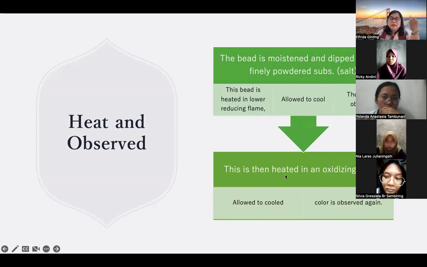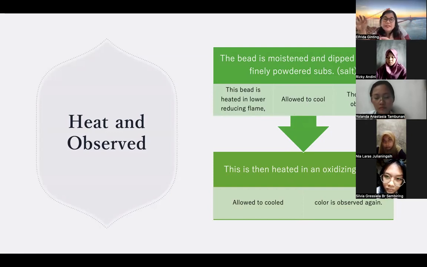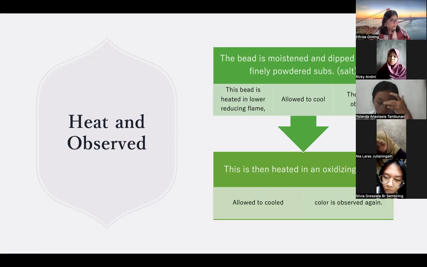And then you dip the glass-like bead into the salt that you want to analyze, and then you heat it in the oxidizing flame, and then you let it cool. You can observe color again. So that's how you do a borax bead analysis. Okay. Any question until here?